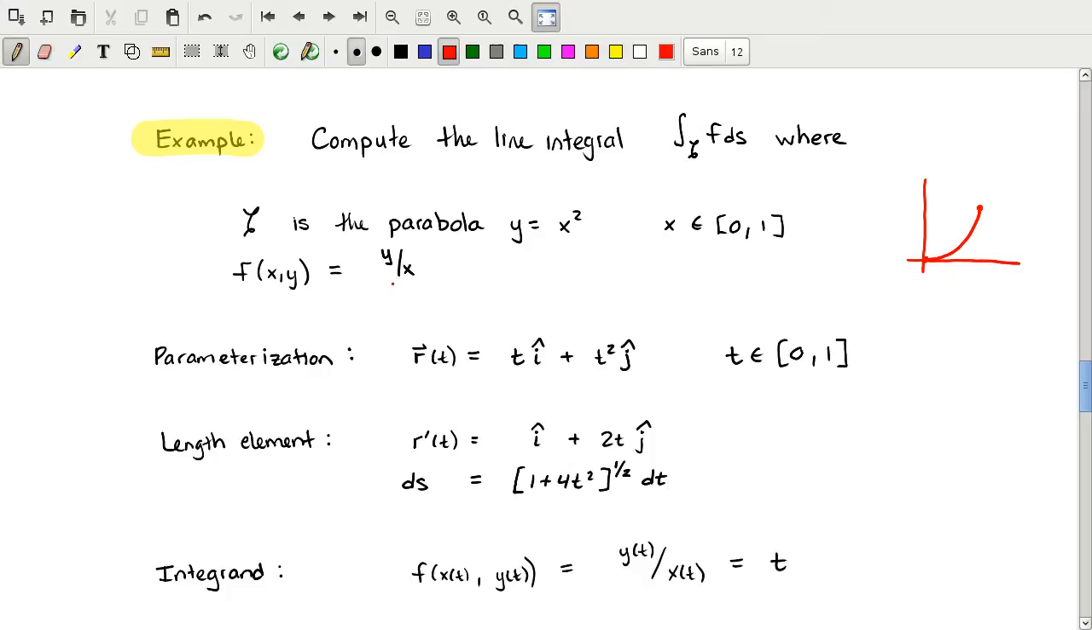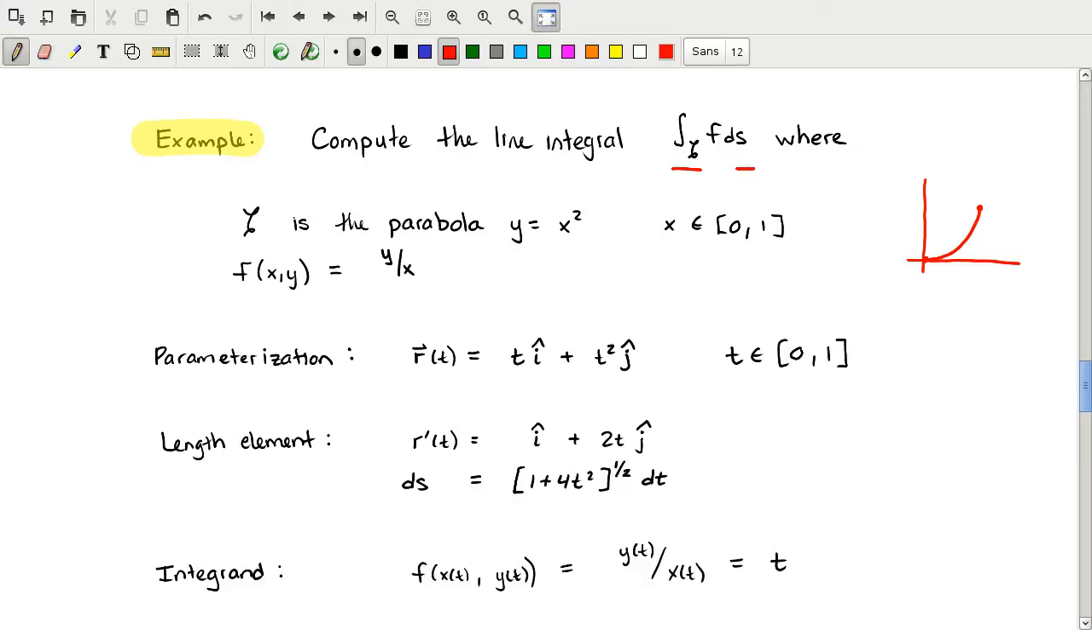Same three steps. We have to parameterize the curve. Since we have this very simple Cartesian form, I'm going to let t equal x, and then y equals x squared, which is t squared, so r equals ti plus t squared j. X goes from 0 to 1 becomes t goes from 0 to 1. So here is my parameterization, my step 1. Now I have to compute the length element. To do that, I'll need r prime of t, that's i plus 2tj, and so ds will be the magnitude of r prime, which is the square root of 1 plus 4t squared, times dt. So I've computed my ds.